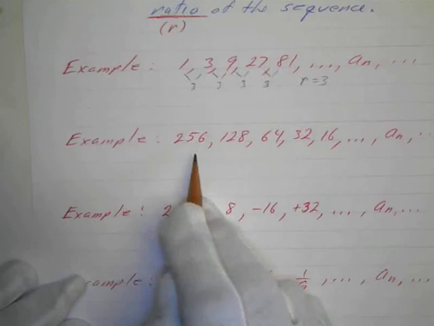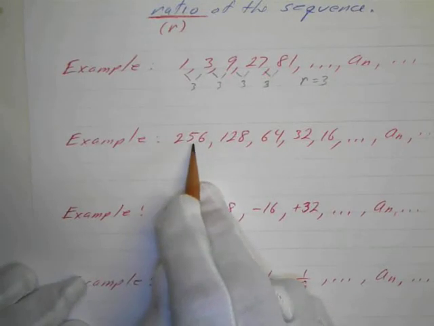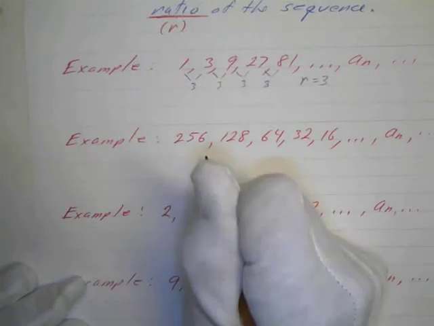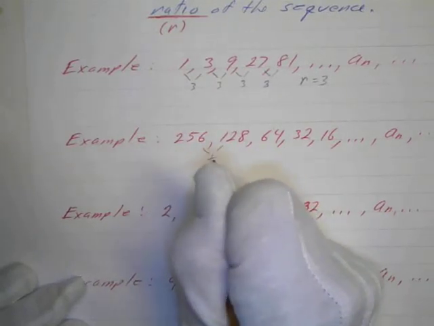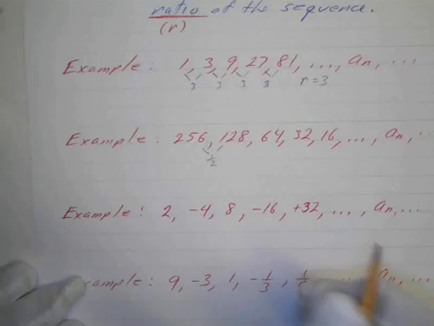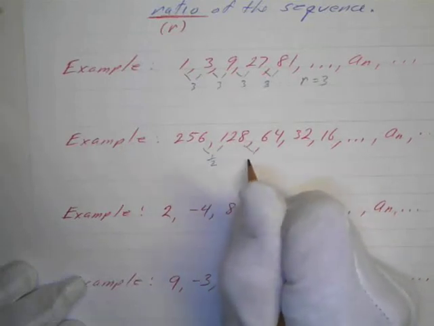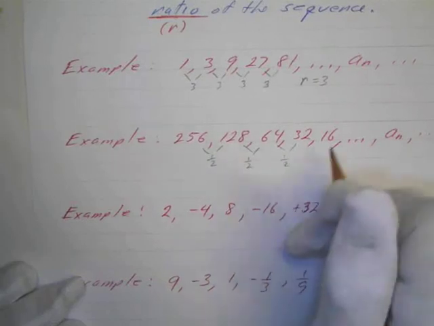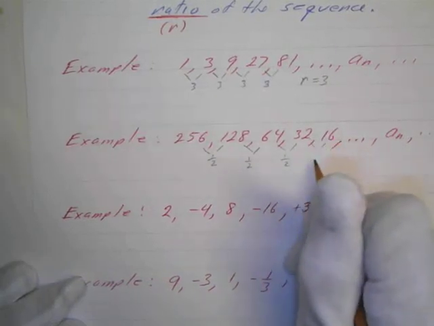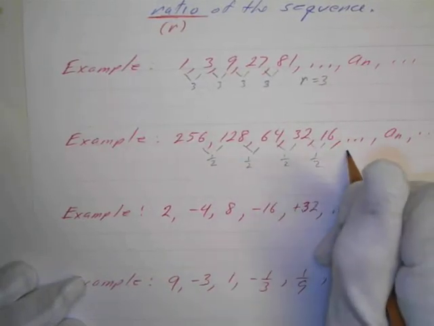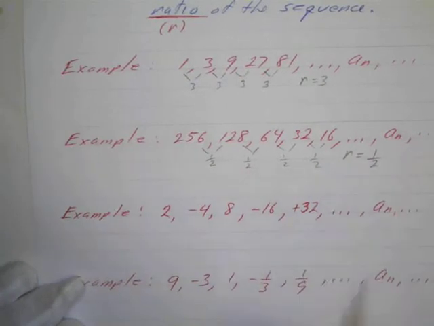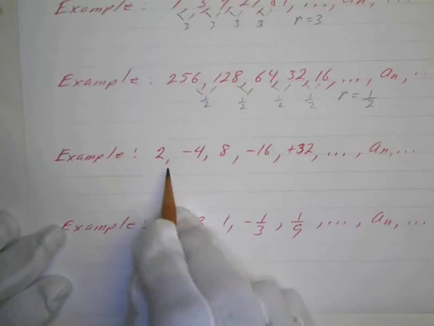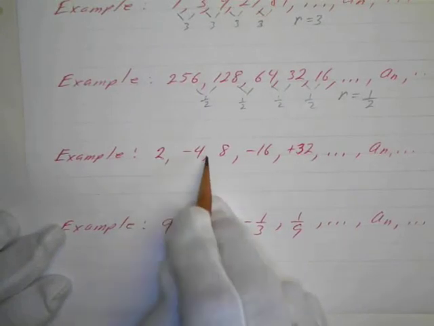Okay, let's take a look at this example. What do I multiply 256 by to get 128? Well, it looks like I multiplied by half. Half of 256 is 128. What's half of 128? 64. What's half of 64? 32. What's half of 32? 16. So it looks like my common ratio there is 1/2. I keep multiplying by 1/2.